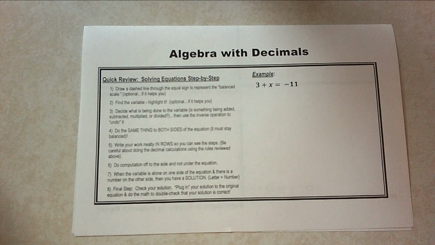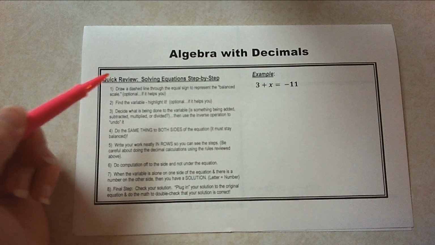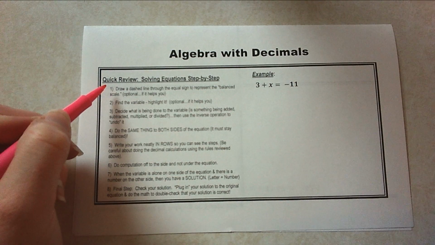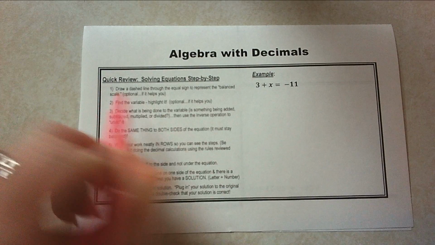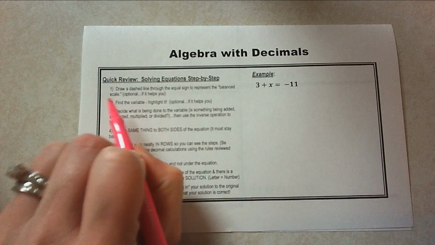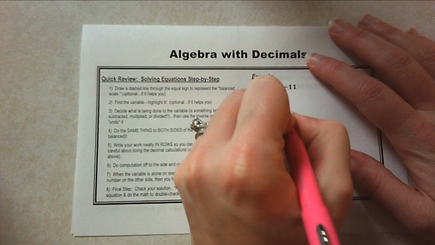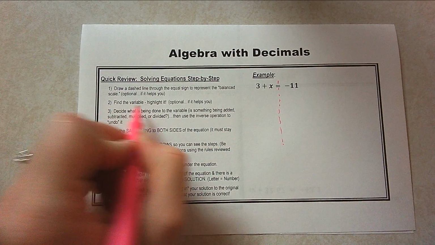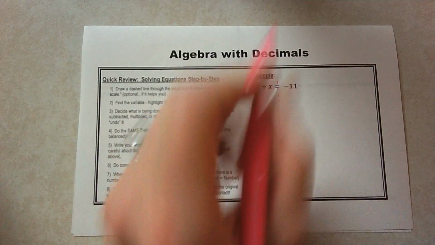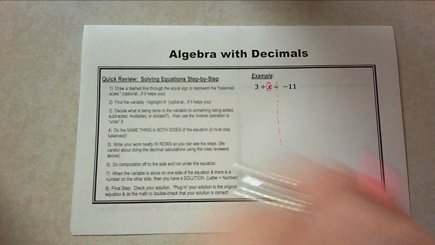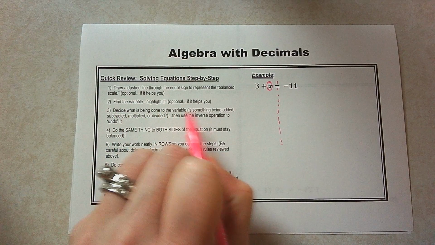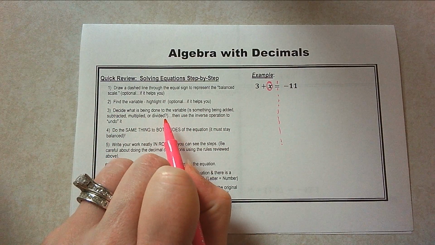So I've got a quick review here listed for solving one-step equations. What we talked about when we did this with integers was draw a dashed line to the equal sign to represent the balanced scale. And so I'm going to draw my balanced line here. Find the variable, highlight it. It's optional if it helps you. Sometimes I just circle it if I just have a pencil. And then decide what's being done to the variable. Is something being added, subtracted, multiplied, or divided?